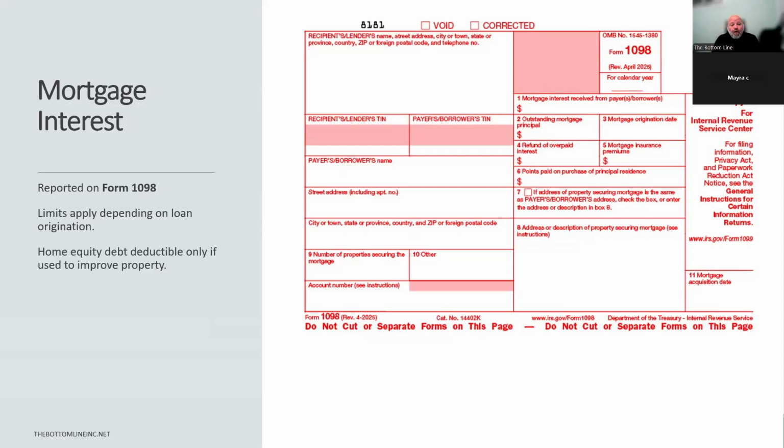So if someone takes a home equity loan out to pay off credit card debt, it is not deductible. Or if they take a home equity loan to go on a vacation, not deductible. But if they take a home equity loan out to put in a new kitchen, it is deductible. So it has to be used to improve this property, the primary residence. So you'll see times where people have their first mortgage, and they'll receive two 1098s, one from the first mortgage, one from the second mortgage.